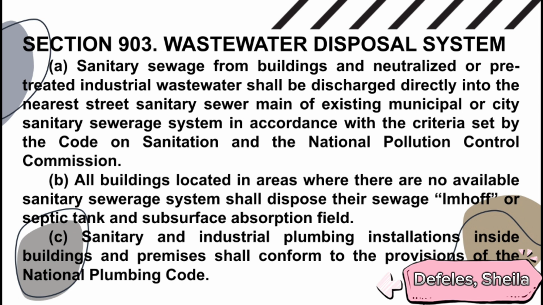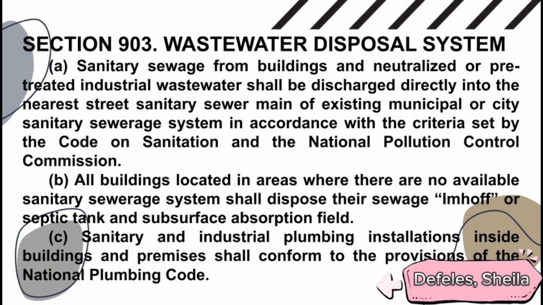Clause A. Sanitary sewage from buildings and neutralized or pre-treated industrial wastewater shall be discharged directly into the nearest street sanitary sewer, main or existing municipal or sanitary sewerage system in accordance with the criteria set by the Code on the Sanitation and National Pollution Control Commission.